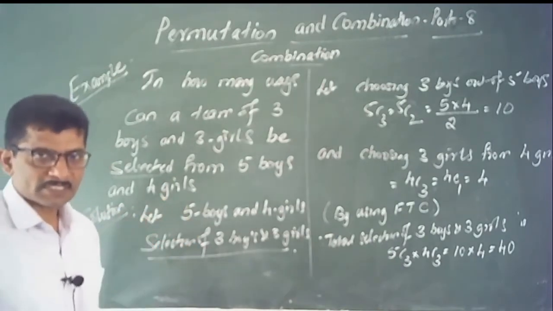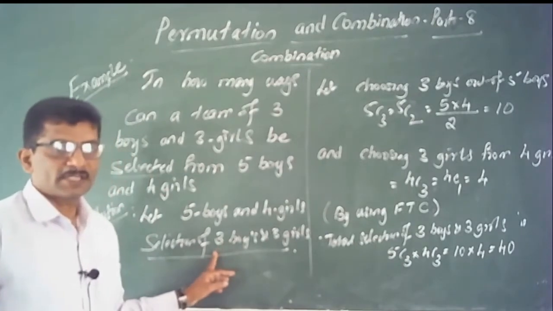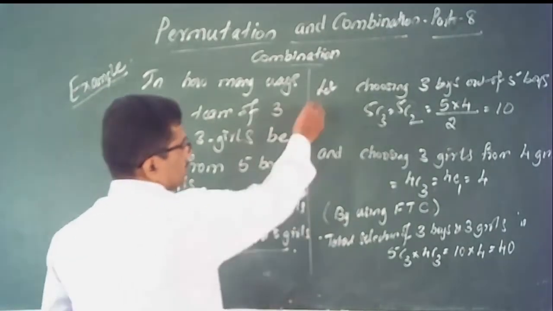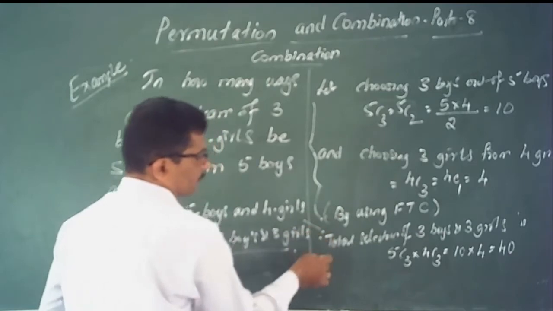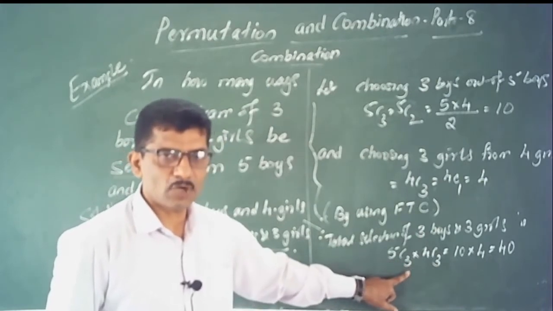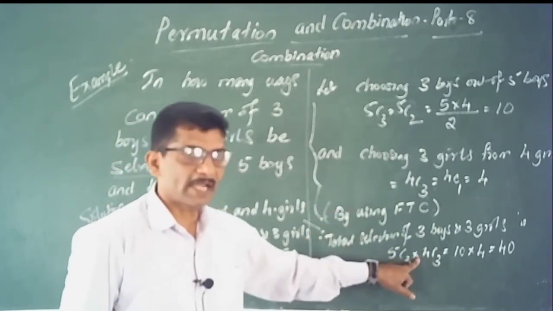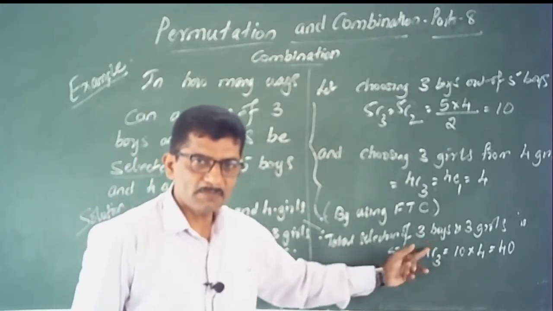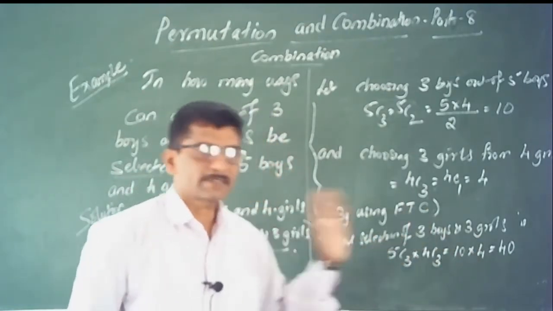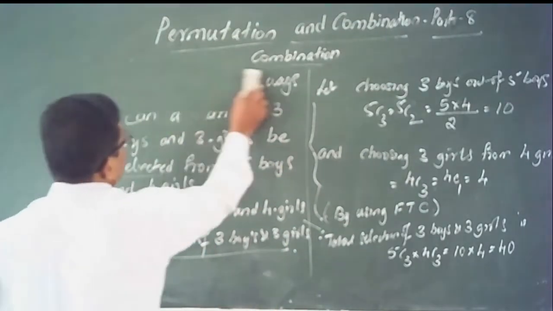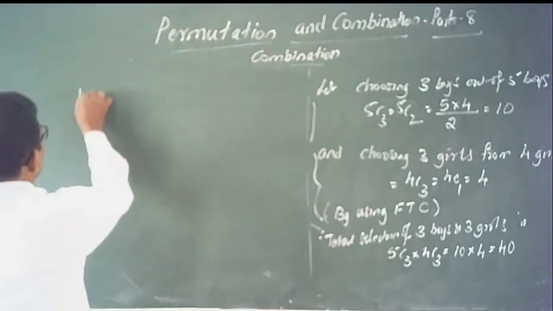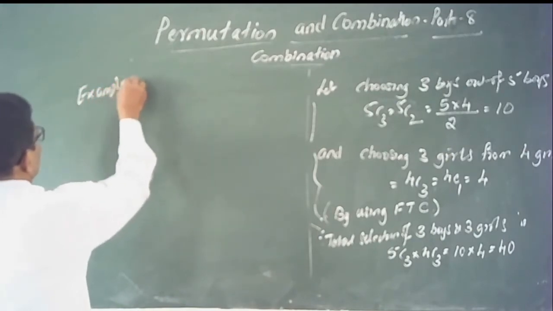Each team contains 3 boys and 3 girls. This is a very simple question. You can write directly; these 2 steps are not necessary. The total number of selections of 3 boys and 3 girls is: selecting 3 boys from 5 boys, and, meaning multiplication, 3 girls from 4 girls. This value is 5C3, which is 10, times 4C3, which is 4, so the value is 40. The next question is a similar type, a 5 mark question, very simple.